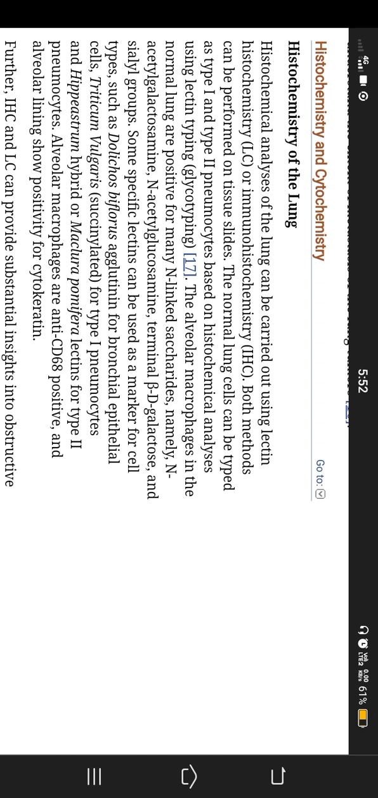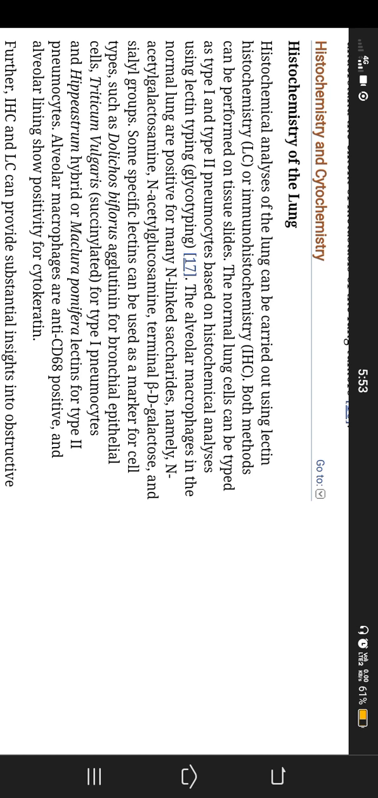The alveolar macrophages in the normal lung are positive for many N-linked saccharides, namely N-acetyl galactosamine, N-acetyl glucosamine, terminal beta-D-galactose, and sialyl groups. Some specific lectins can be used as a marker for cell types, such as Ptilota filicina agglutinin for bronchial epithelial cells, Triticum vulgaris for type 1 pneumocytes, and Hippeastrum hybrid or Maclura pomifera lectins for type 2 pneumocytes.